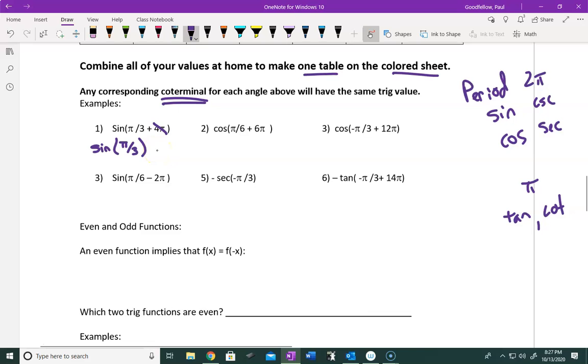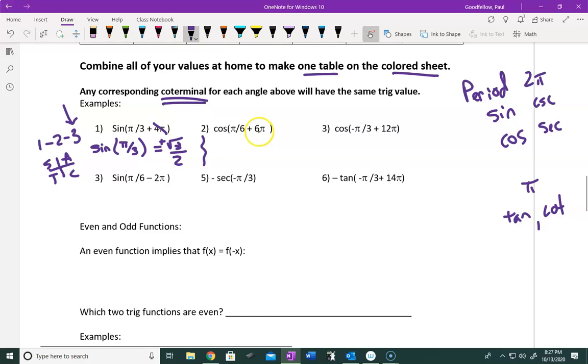Now, when we start thinking about it, we're thinking, okay, sine is 1, 2, 3. 1, 2, 3. And the pi over 3 is the third column. So the answer must be root 3 over 2. And pi over 3 is in the first quadrant. All students take calculus. So the answer is positive. That's how you get your answer. Okay?